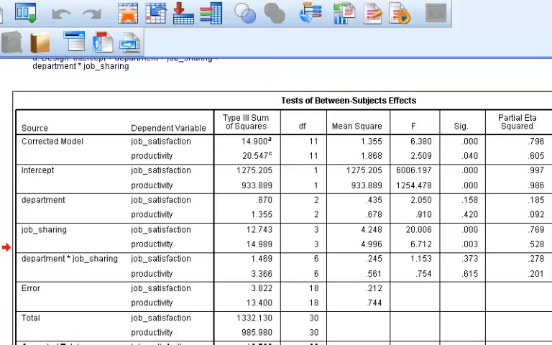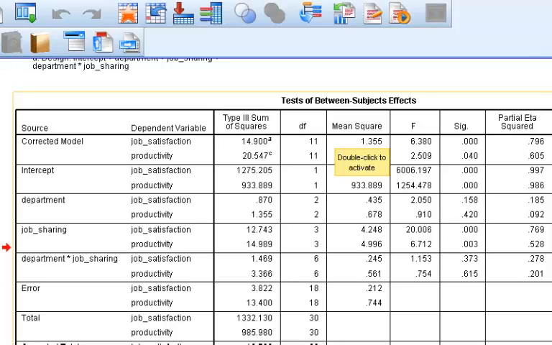And then this is the source of variance table. This is where you would pull your F's and your partial eta squareds and that kind of thing. So the first one is the overall model, and it says yes, there's a significant difference in there somewhere between job satisfaction and productivity. You see how it splits up the DVs, right? Here's the first DV, here's the second DV. So it splits them up.